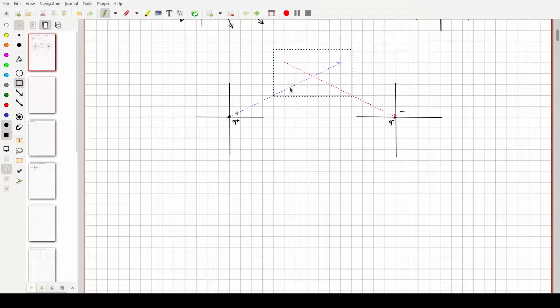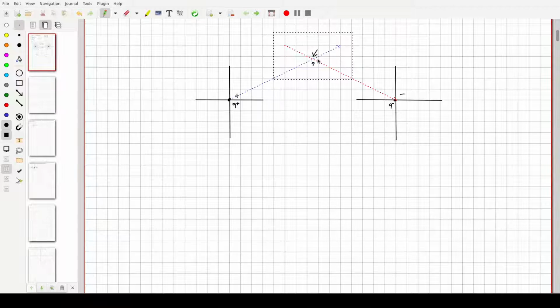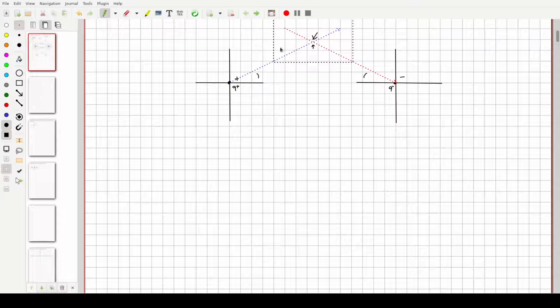Okay, so if you were to zoom in at this point in space, this is where we're interested in the electric field. At this point, you have the negative electric field going down like this, and the positive electric field going up like this. If you look at the angles here, you would discover that this angle and this angle are the same, which means that if I split this in half, these angles are going to be the same right here, because you have two straight lines intersecting each other.